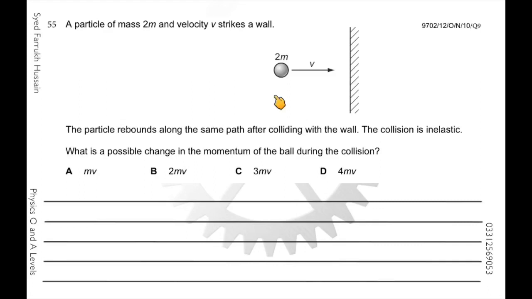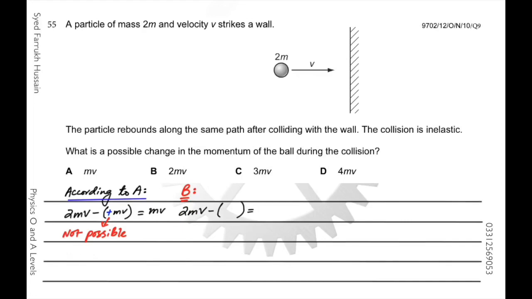In this question, the object of mass 2m with velocity v moving towards right collides with the wall and rebounds. You have to find out a possible change in momentum. In this case, we will use elimination method. Let's say if option A is correct, checking for option A. As it's written that momentum before collision is 2mv and the change is mv, which means after collision the momentum must be positive mv, and this is not possible because momentum before collision was positive, so momentum after collision cannot be positive. So option A is incorrect.